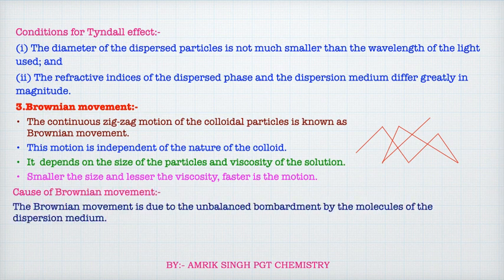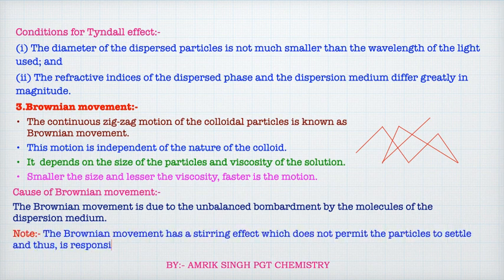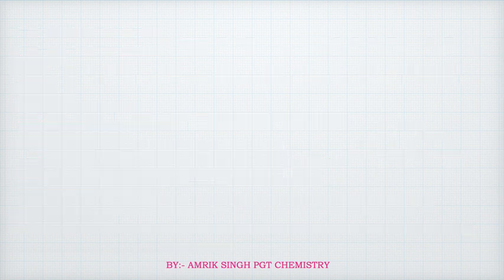Cause of Brownian movement. The Brownian movement is due to the bombardment by the molecules of dispersion medium on colloidal particle. It is the unbalanced bombardment by the molecules of dispersion medium on colloidal particle which is the cause of Brownian movement. Note, the Brownian movement has a stirring effect which does not permit the particle to settle and thus is responsible for the stability of sol. Therefore, Brownian movement results in the stability of colloidal solutions.